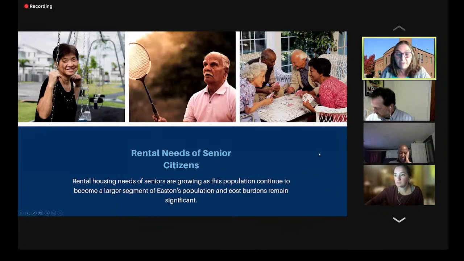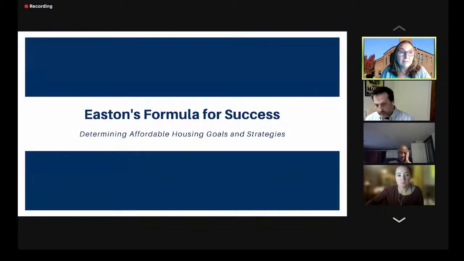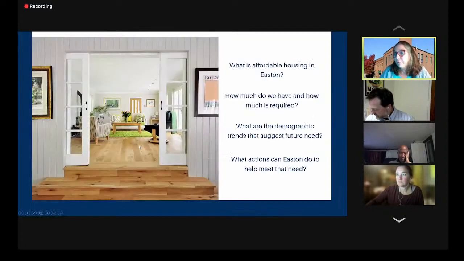92% of your population growth in the 60 to 64 age cohort really supports this. Easton's formula for success: determining affordable housing goals and strategies. And this is how we move forward with the project. We have to determine what is affordable housing in Easton. How much do we have and how much is required? What are the demographic trends that suggest future need? And what actions can Easton do to help meet that need?